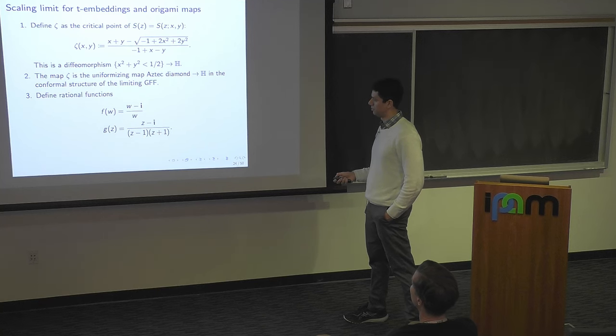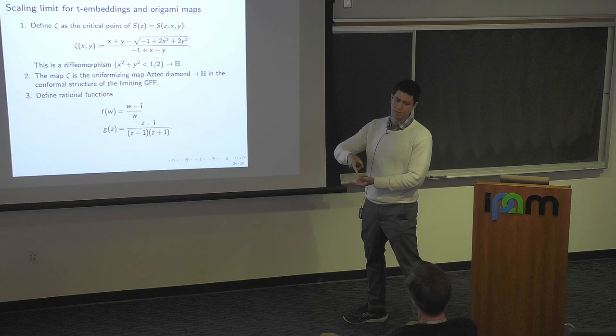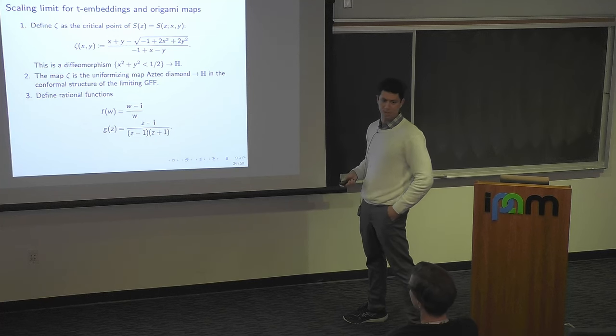So g bar of z bar will just change this to a plus. So if I multiply these with that change, then you get a rational function with real coefficients. And that contour, I didn't say what the contour is, but it's symmetric around the real axis, so it's kind of obvious that it's real.